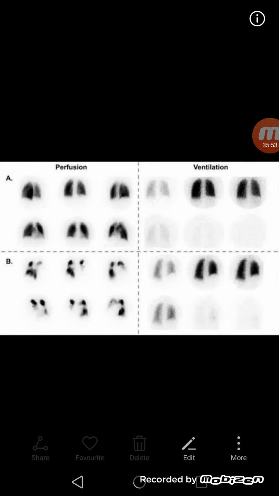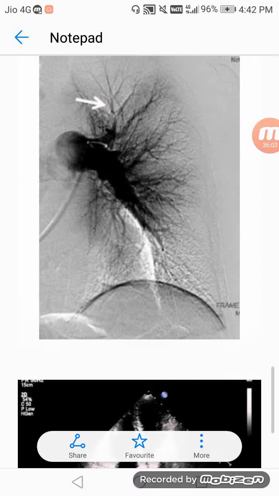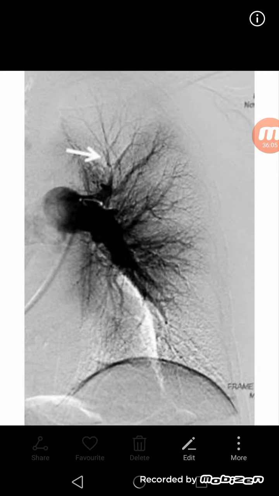What is this? This is a VQ scan, a ventilation perfusion scan. We can see for each lung which lung is involved, the right lung or left lung, which particular lobe, which particular region of the lung is involved. And this is the second last image. What do you think it is? Come on. This is pulmonary arteriography.